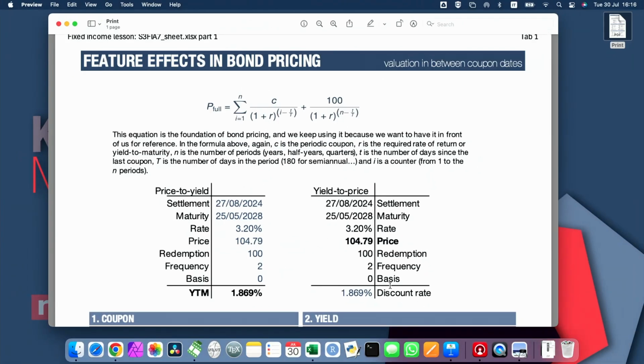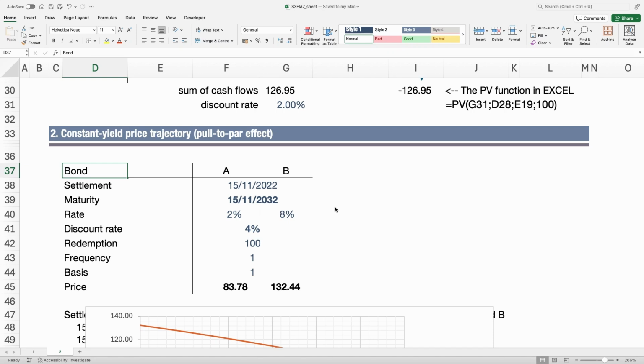The last topic we're going to cover in this lesson is that of the constant yield price trajectory. Bond prices keep changing even with their market discount rates remaining the same. Let's consider now these two bonds, A and B. They're identical, with the exception of their coupons and their price. Of course, they have the same yield.